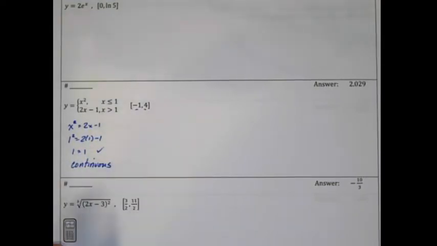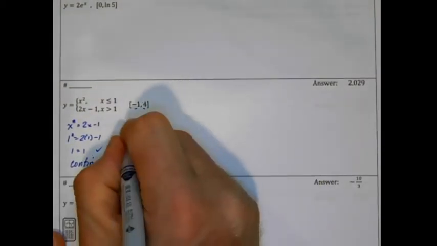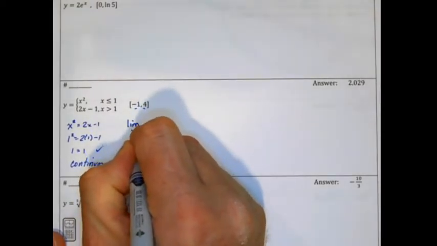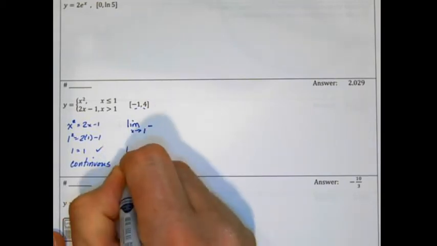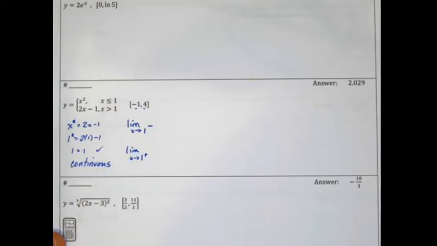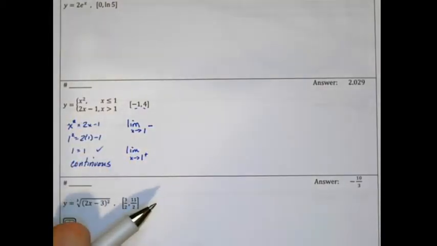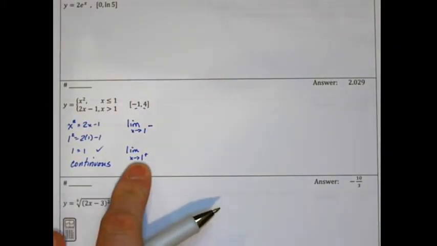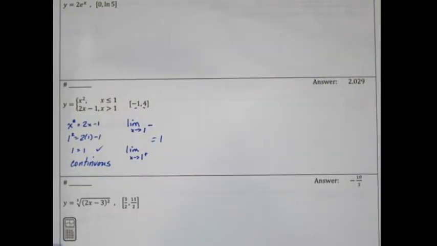Now we have to check to see if it's differentiable. So I want to check the limit as x approaches 1 from the left and check the limit as x approaches 1 from the right. When I check the limit as x approaches 1 from the left, it goes to 1, and when I check it from the right, it goes to 1. So both of those go to 1.